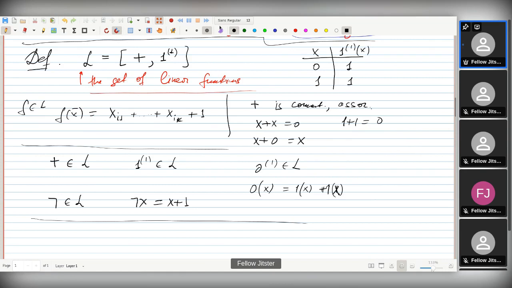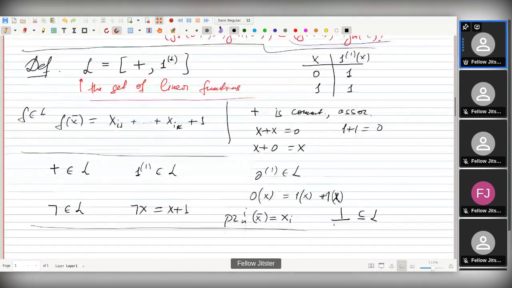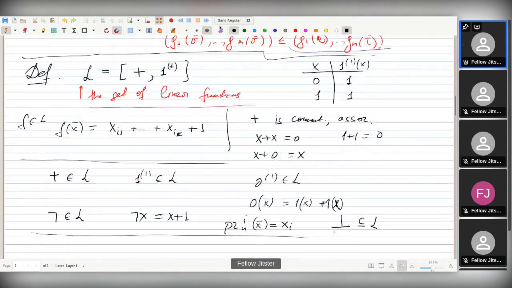Every projector is of course linear. It is easy to see because for every projector we have this equation by definition. So the right-hand side is linear. So every projector is clearly a linear function. We need not any proof that this set is closed.